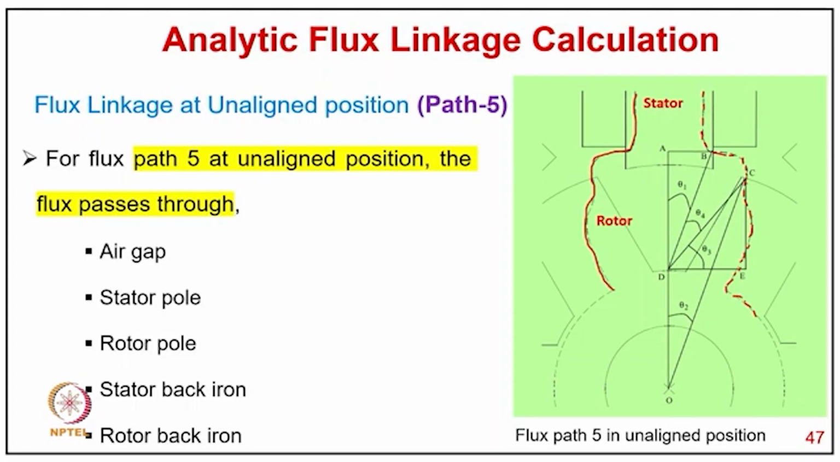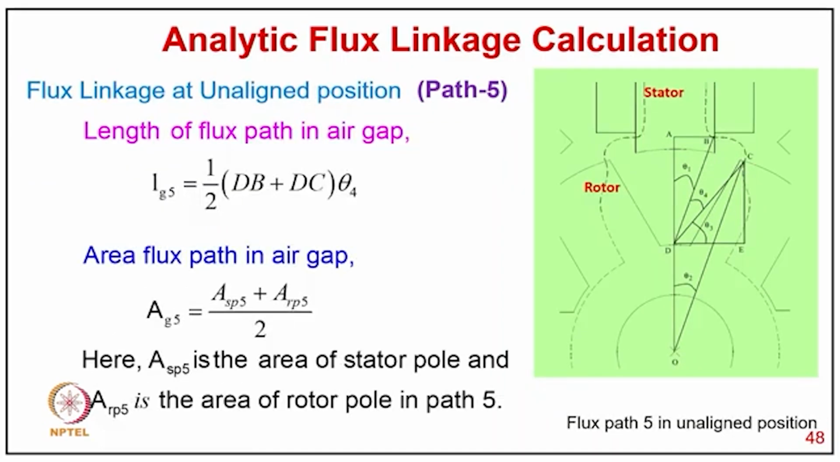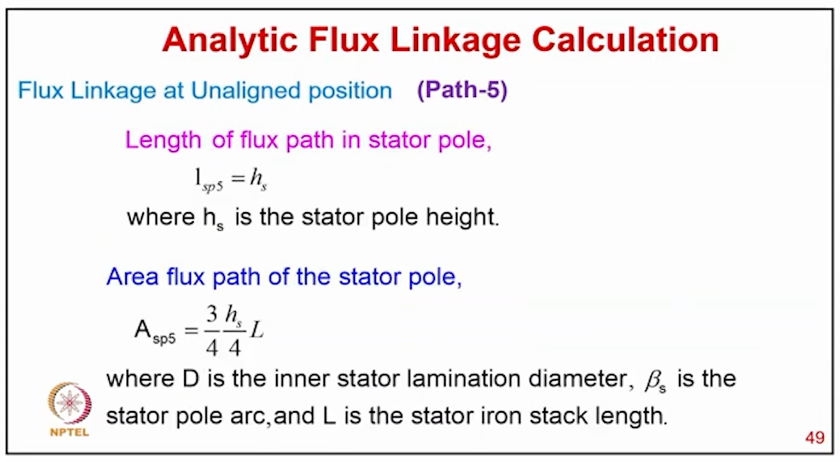And now coming to the flux linkage at unaligned position for flux path 5, as you can see in the diagram. So the flux path 5 at unaligned position, the flux passes through air gap, stator pole, rotor pole, stator back iron, and rotor back iron portion, and the length of flux path in air gap is Lg5 equal to half in bracket (dB plus dC) into theta 4, and the area of flux path in the air gap is Ag5 equal to (ASP5 plus ARP5) divided by 2, where ASP5 is the area of the stator pole and ARP5 is the area of rotor pole in path 5.